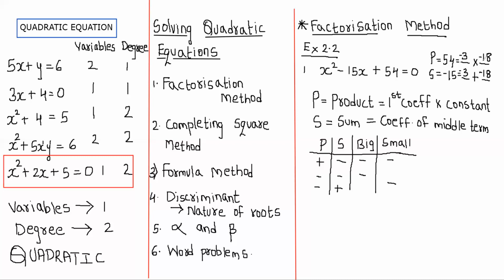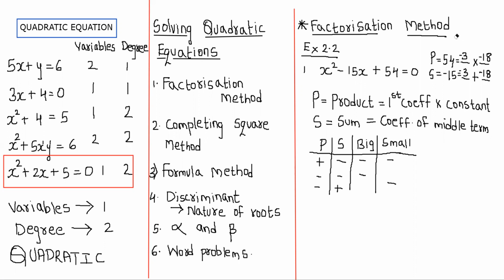So minus 3 into minus 18 gives us plus 54. But minus 3 minus 18, does it give minus 15? No. That means our factors are wrong, students. So this table will also help you to get the factors perfectly right.